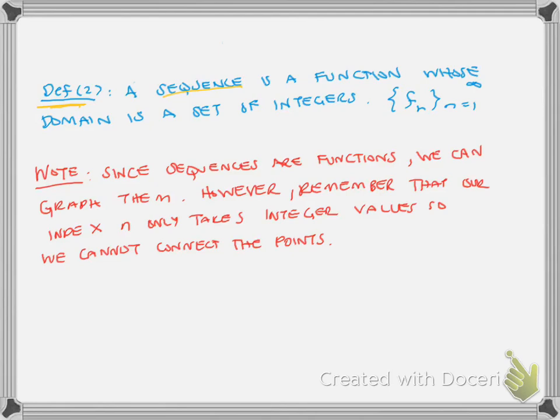Note, since sequences are functions, we can graph them. Okay, right? It's a function. However, this is what you have to remember: our index n only takes integer values. So we cannot connect the points. So we treat it like a function, but it's a function whose domain is just a set of integers, and that's very important as we move on, so make sure you remember that.